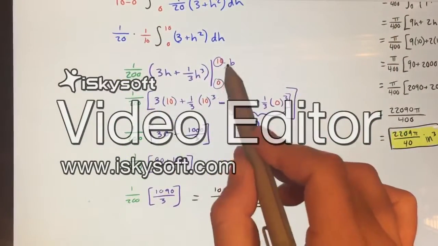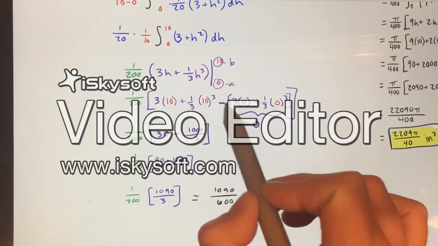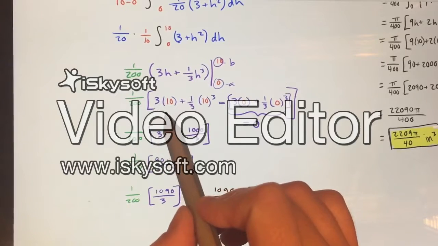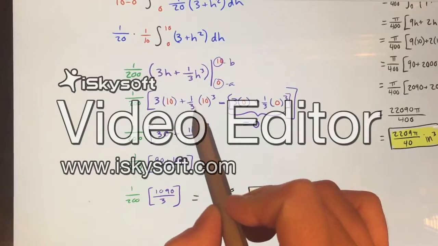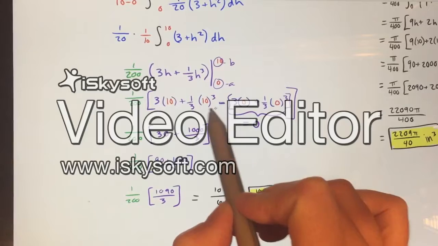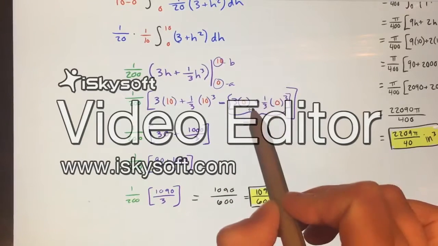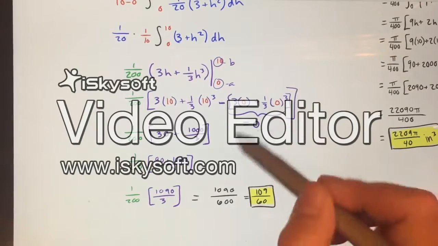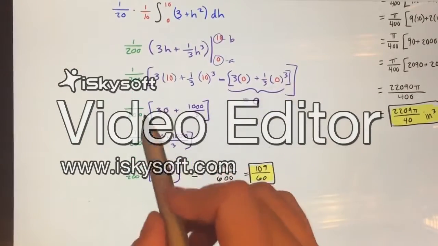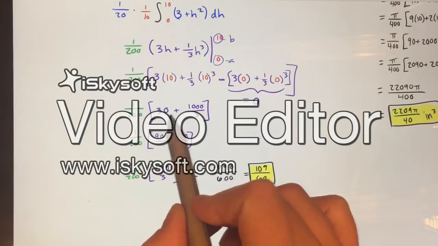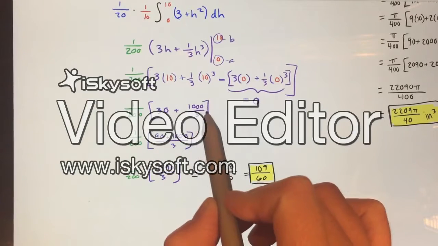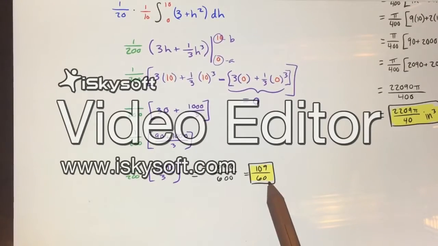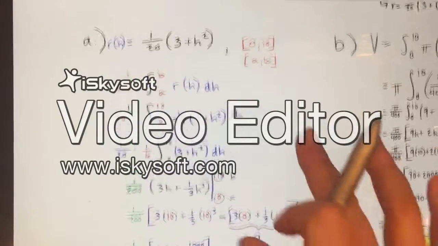When we do that, we plug in 10 first, and then we subtract what we get when 0 is plugged in. So we get 1 over 200 times the quantity of 3 times 10 plus 1/3 times 10 cubed, minus all of this, which turns out to be 0 because 3 times 0 is 0 and 0 cubed times 1/3 is 0. So we're just subtracting 0. We end up getting 1 over 200 times the quantity of 30 plus 1000 over 3. And this ends up simplifying down to 109 over 60.